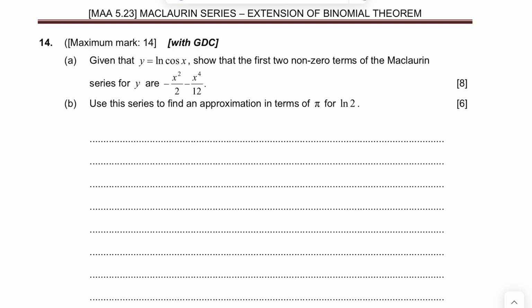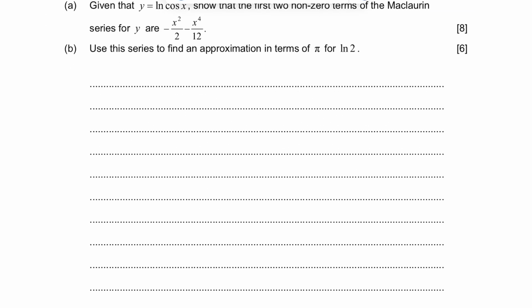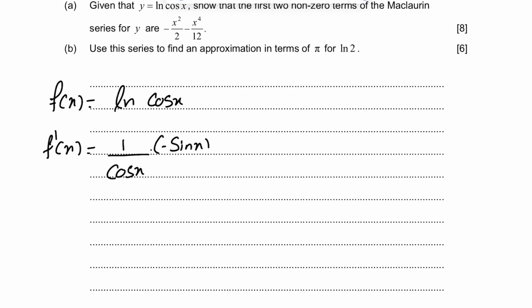And finally, coming to question number 14. Given that y equals ln cos x, show that the first two non-zero terms of the Maclaurin series of y are this much. So f of x equals ln cos x. I'm going to find the first derivative. ln cos x derivative: 1 upon cos x, cos x derivative minus sin x. So it becomes minus tan x.